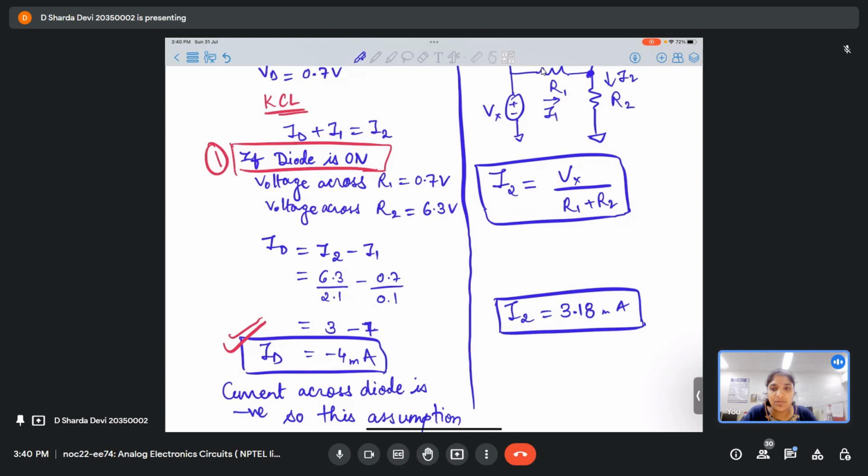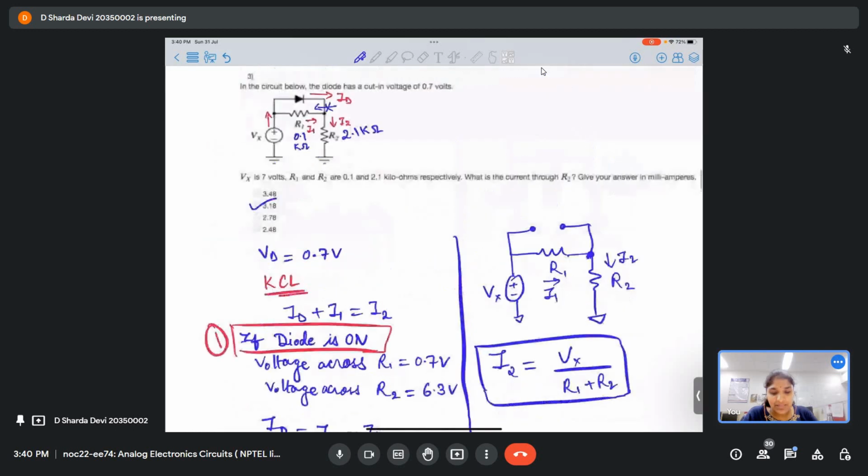If we talk about its P-SPICE model, we replace it with a battery and its internal resistance. But since internal resistance has not been mentioned here, we'll replace it with simply a battery of 0.7 volts. So what does that mean? In place of this diode there is a battery of 0.7 volts, which means across R1 the voltage is 0.7 volts.